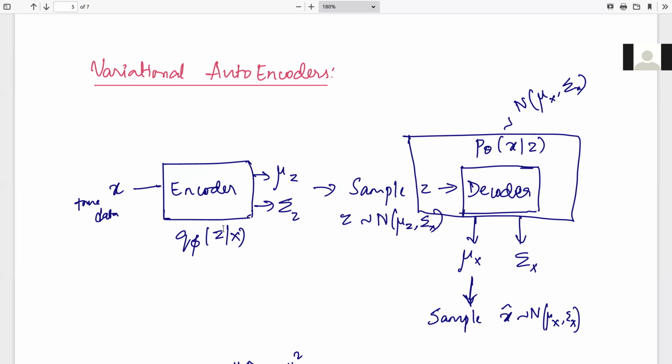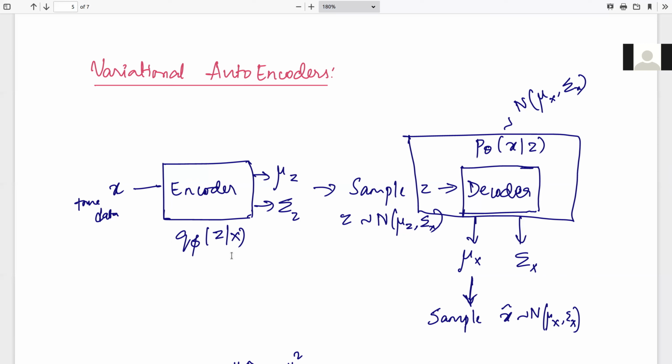For this distribution, it is assumed to be a Gaussian, and since a Gaussian distribution can be represented well using the mean vector and the covariance matrix, the encoder will predict the mean and the covariance of this distribution, which is the distribution of Z given X approximated as Gaussian.